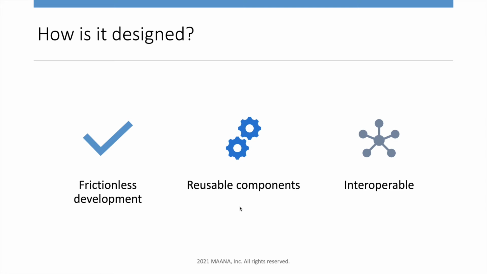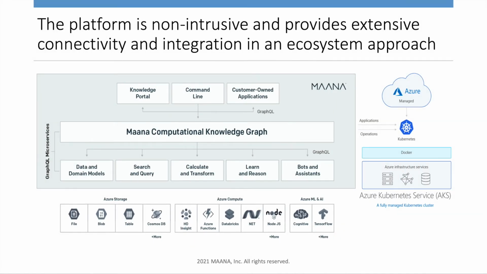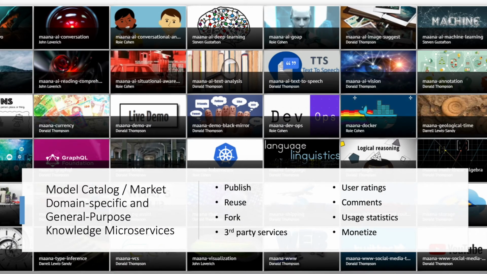So, interoperability is key. Hence, the platform is non-intrusive and provides extensive connectivity and integration in an ecosystem approach. This includes access to many available cloud services. The system itself is entirely based on Kubernetes and uses both Microsoft Azure services and the AKS infrastructure. All the reusable components that are developed are stored in a model catalog, and hence this catalog will grow over time as more applications are developed.